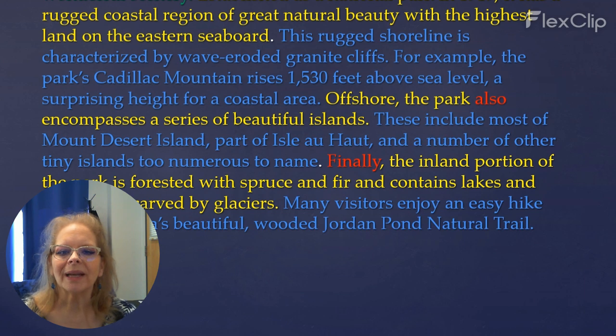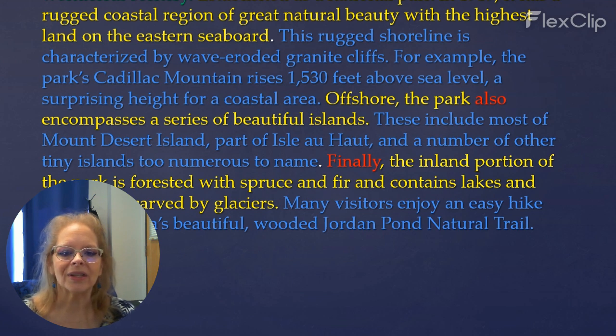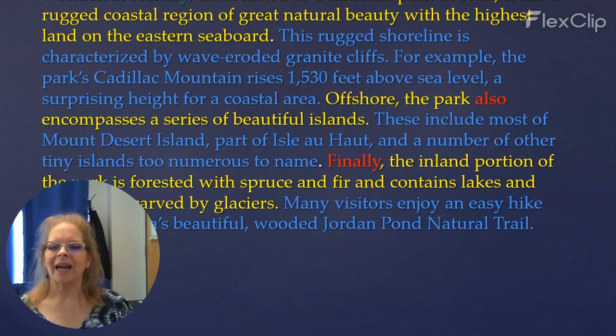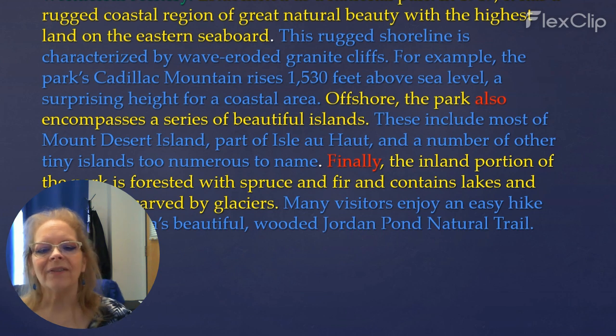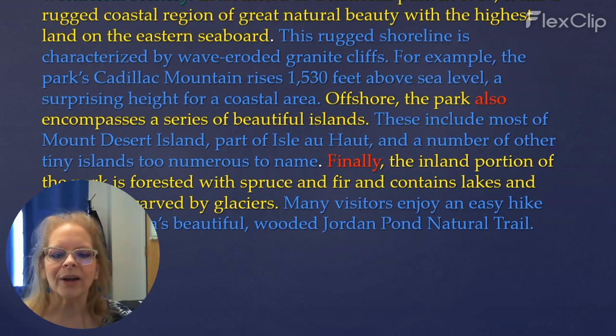Acadia National Park in Maine offers visitors a variety of wonderful scenery. Established as a national park in 1919, it has a rugged coastal region of great natural beauty with the highest land on the eastern seaboard. This rugged shoreline is characterized by wave eroded granite cliffs. For example, the park's Cadillac Mountain rises 1,530 feet above sea level, a surprising height for a coastal area.